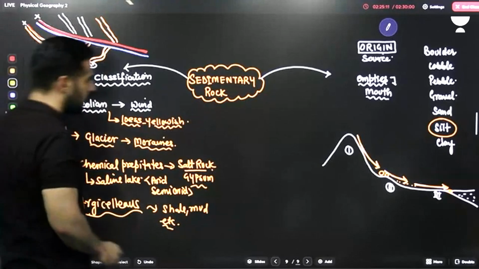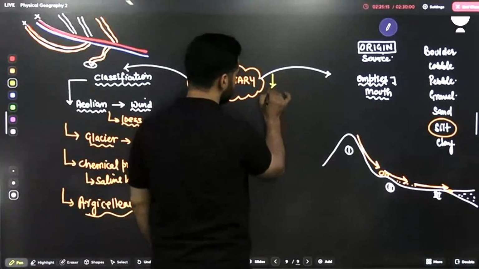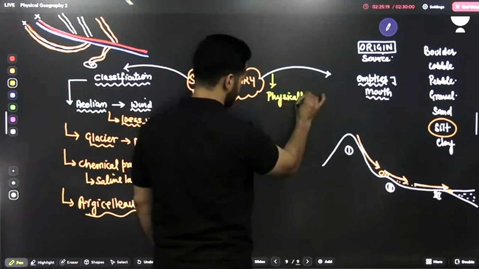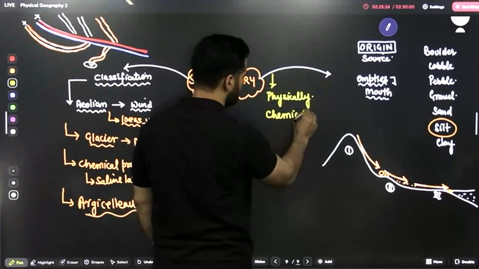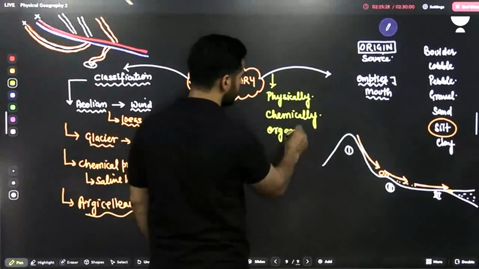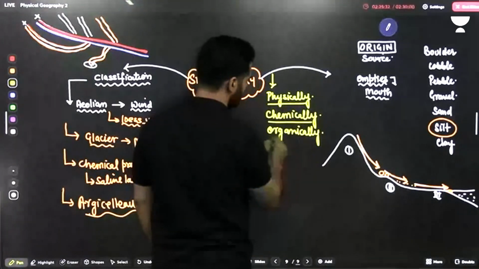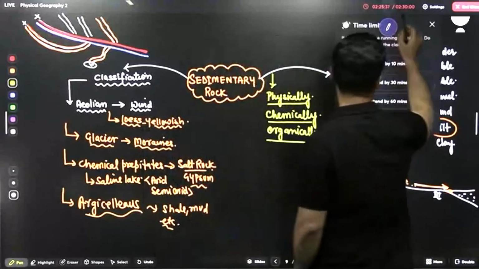But we have another part here. Another classification is here. First, physically formed sedimentary rock. What is one? Physically formed. Another is chemically formed. And then third is organically formed. What is another? Organically formed sedimentary rock. Physically formed, chemically formed, and organically formed. Is it clear? Now listen here the difference.